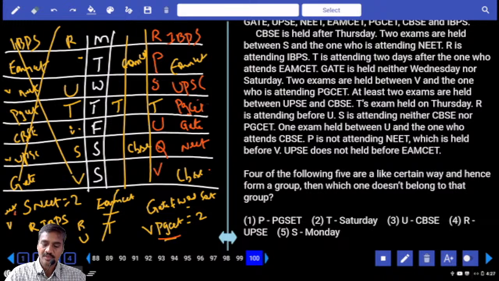And finally, 100. Which one of the following is the odd one out? P and PG set. Now, between P and PG set, there is exactly 1. And between T and Saturday, there is exactly 1. And between U and CBSE, there is exactly 1. And P is before PG set. And T is before Saturday. And U is before CBSE. R is before UPSC. And S on Monday, S is after Monday. And so choice 5 is the odd one, question number 100.